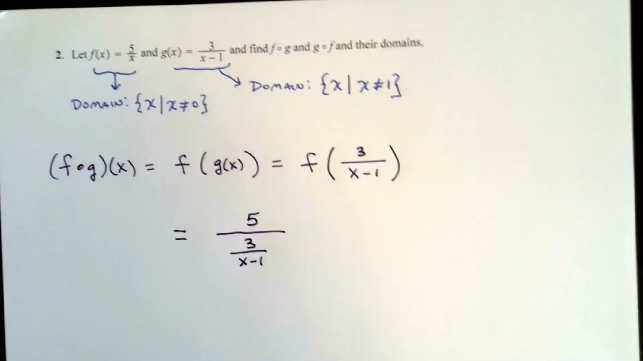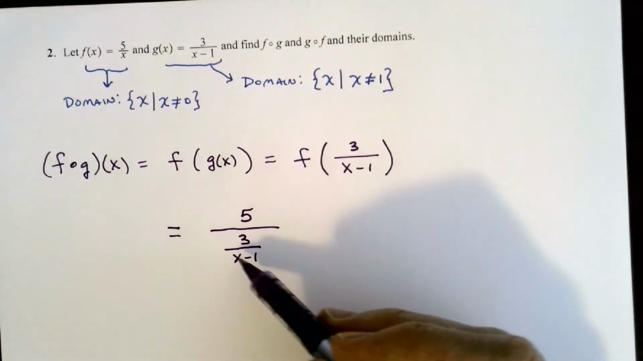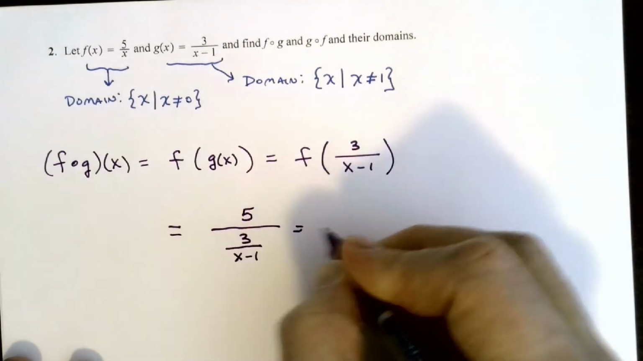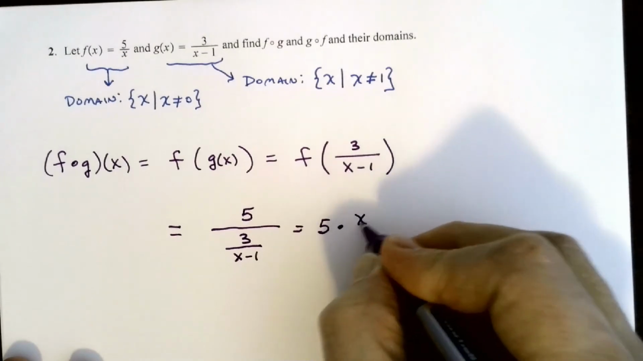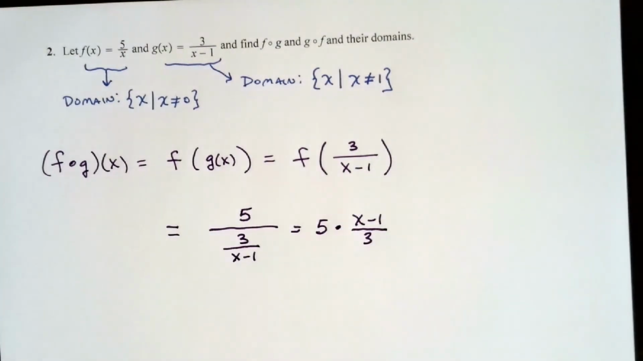Okay. So this is a compound fraction, right? Or compound or complex fraction. We've got little fractions out of bigger fraction. But we can clear this up, can't we? Because dividing by a fraction is the same as multiplying by what? The reciprocal. And the reciprocal of 3 divided by x minus 1 is x minus 1 divided by 3.